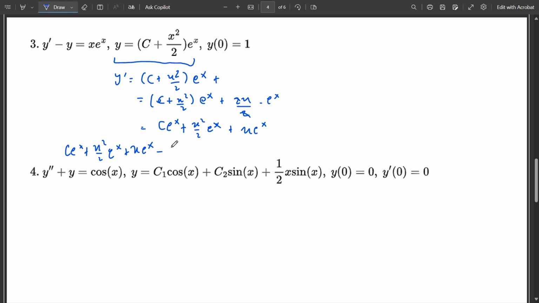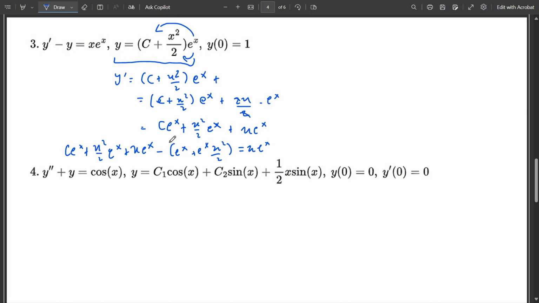Our y is just c e to the x when you distribute this, and plus x squared by 2 e to the x, that equals to x e to the x, and we can cancel things out. Well, minus c e to the x equals to this one, right?